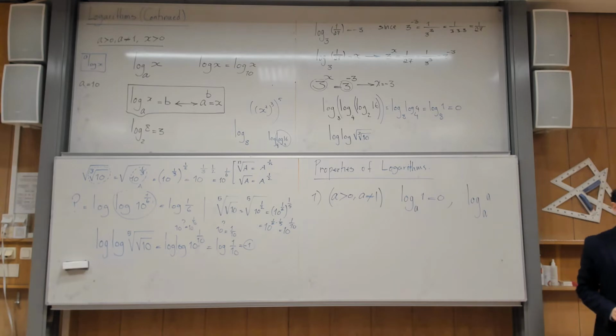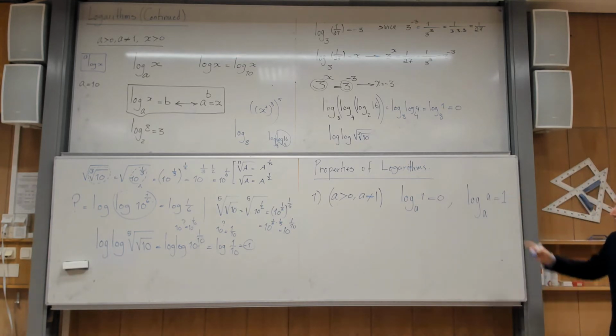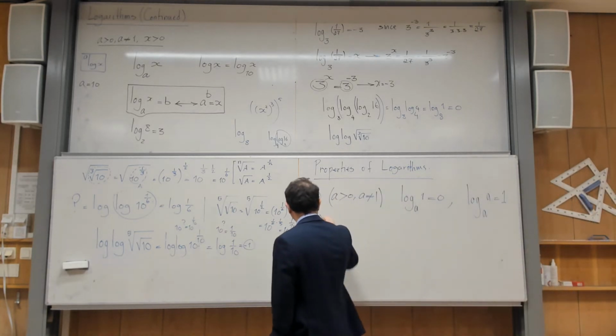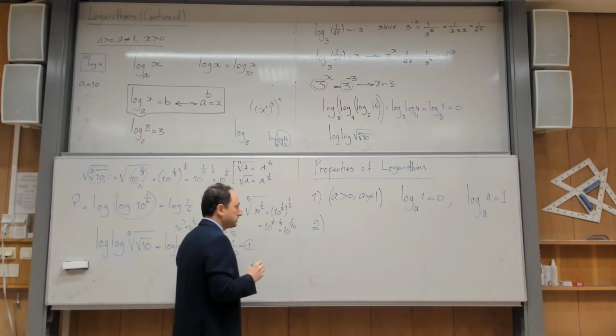What is this one? Any number, the log of this number in its own base. Yes, 1. That's 1, because a to the power 1 is equal to a. So they're very simple properties, even though they are also given, but I want you to understand them. But one very important result is this.